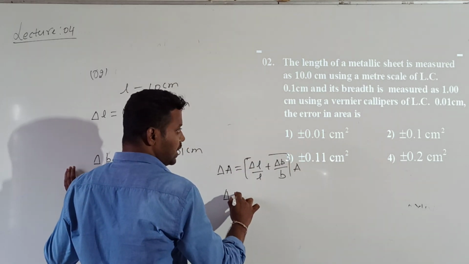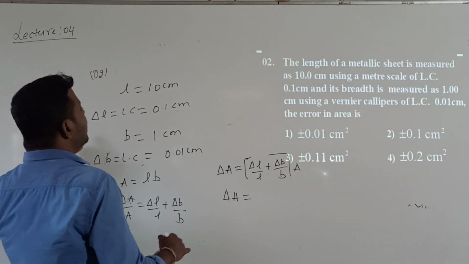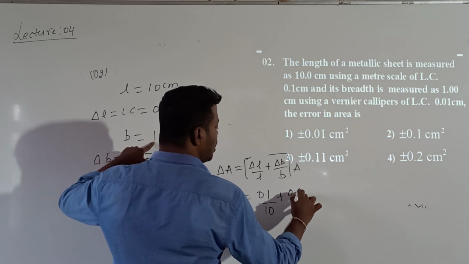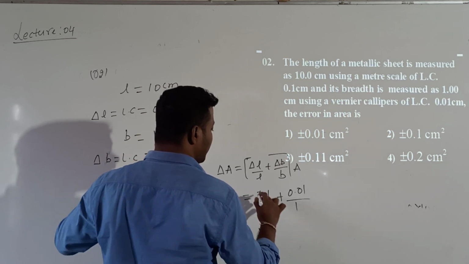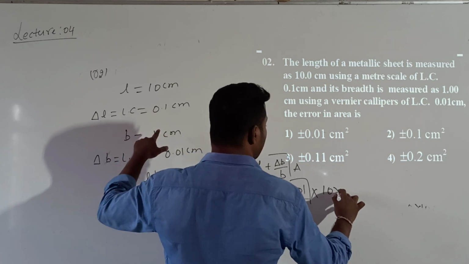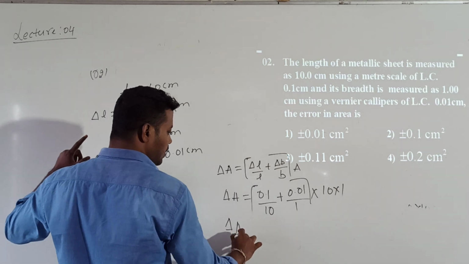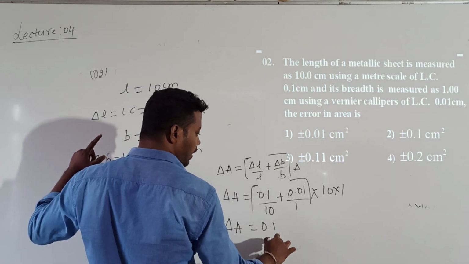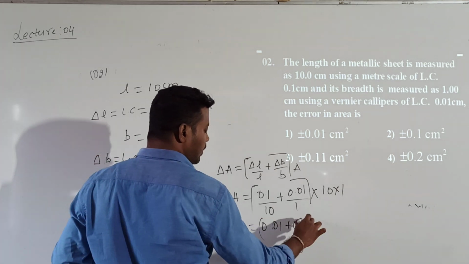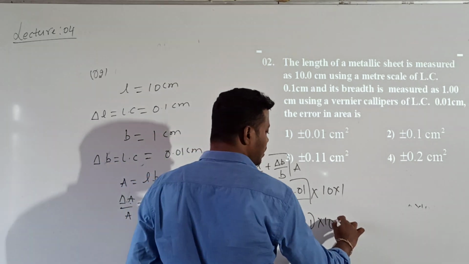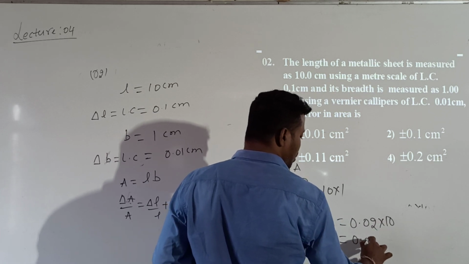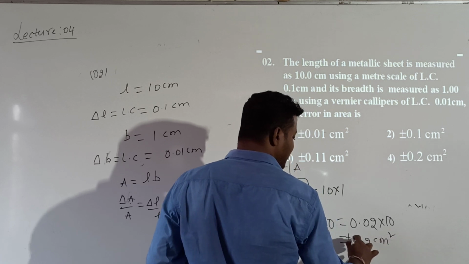Substituting the values, delta A value is equal to delta L value 0.1 divided by 10 plus 0.01 divided by breadth value 1, into area value L into B, that is 10 into 1. So what will I get as delta A value? This is 0.01 plus 0.01 into 10. So I will get 0.02 into 10, which is 0.2 centimeter square. This is plus or minus.